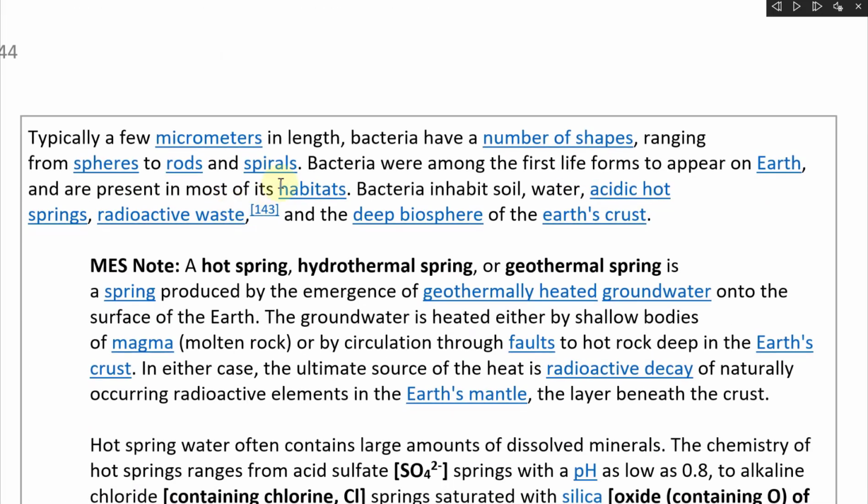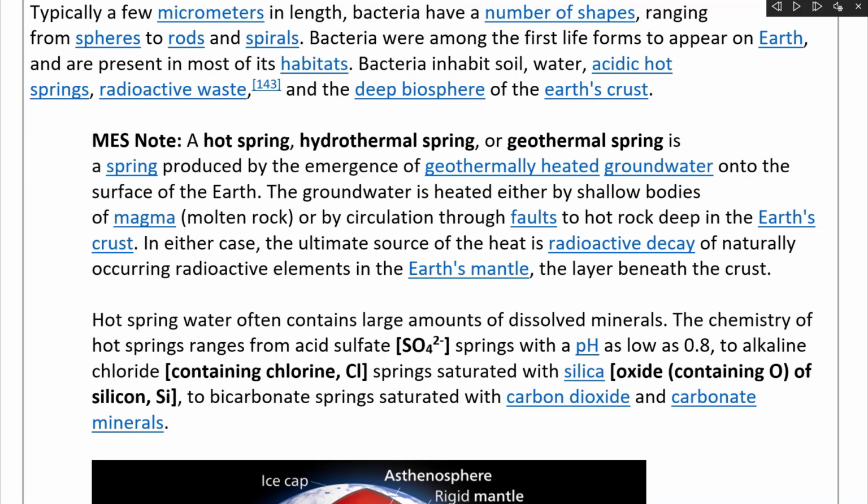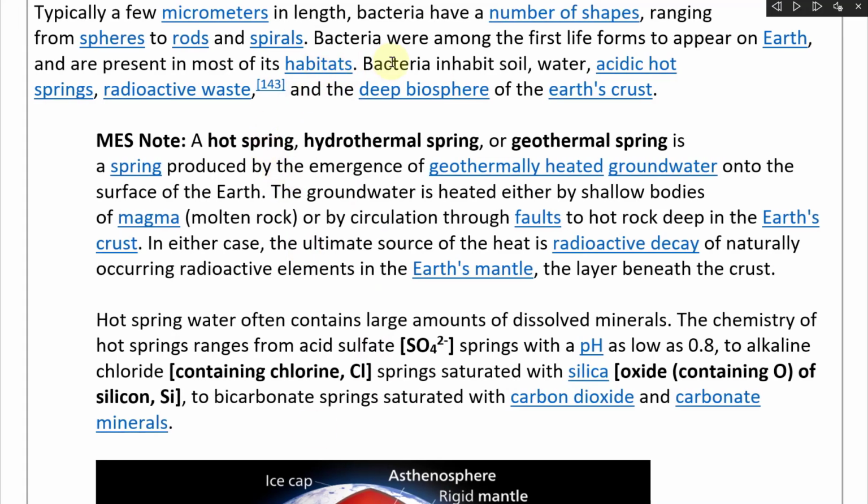Typically a few micrometers in length, so that's a thousandth of a meter. Bacteria have a number of shapes ranging from spheres to rods and spirals. Bacteria were among the first life forms to appear on Earth and are present in most of its habitats. Bacteria inhabit soil, water, acidic hot springs, radioactive waste, and the deep biosphere of the Earth's crust.